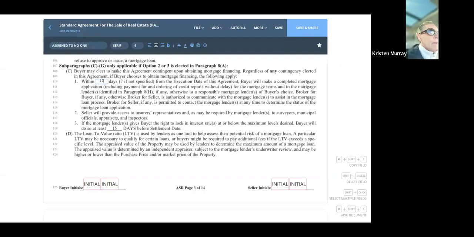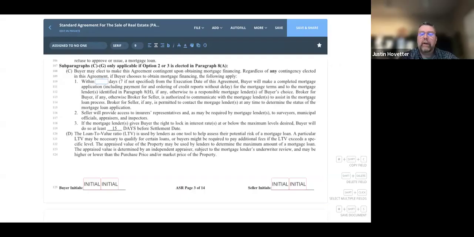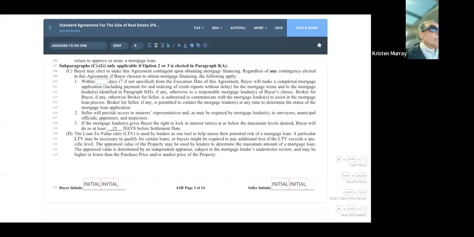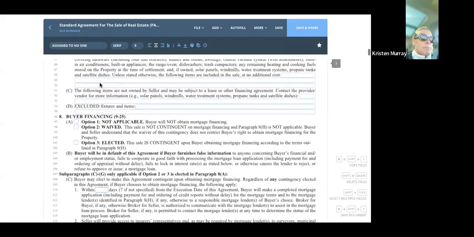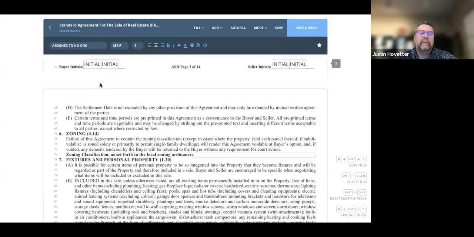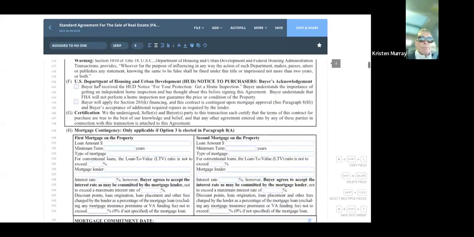Okay. So rather than 7 days, you make it 12. That gives you your 10-day inspection period plus a couple days. Okay. So that's where you would monkey with that stuff. Okay. Thanks. Yep.